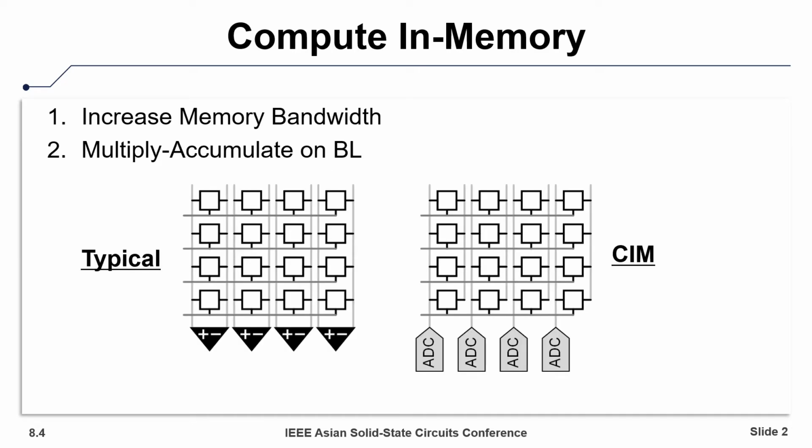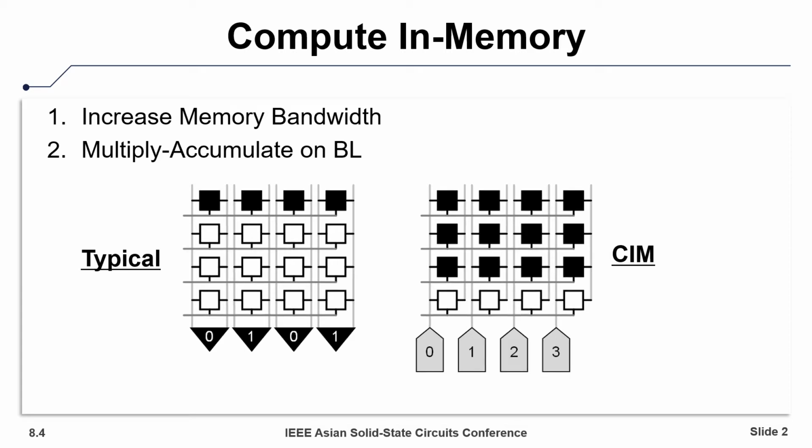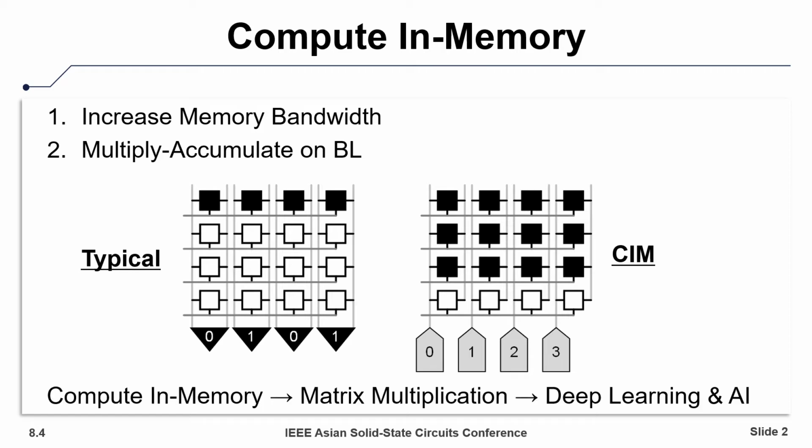Compute memory is an exciting technique that can greatly increase memory bandwidth and perform multiplication and accumulation on the bit lines of a memory array. We can illustrate this by comparing a compute memory array and a typical memory array. First, we swap out our sense amplifiers for analog to digital converters. And now we can enable multiple word lines at the same time and add the results on the same bit line. This additional functionality makes compute memory an excellent kernel for matrix multiplication, which serves as the basis for deep learning applications.